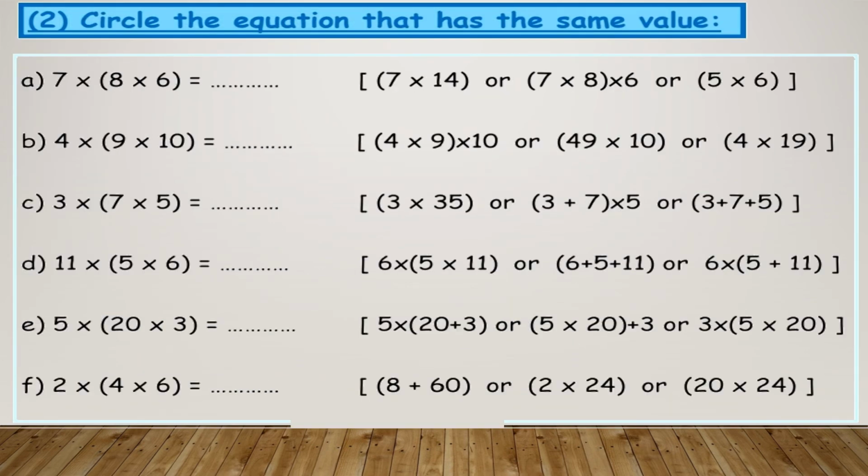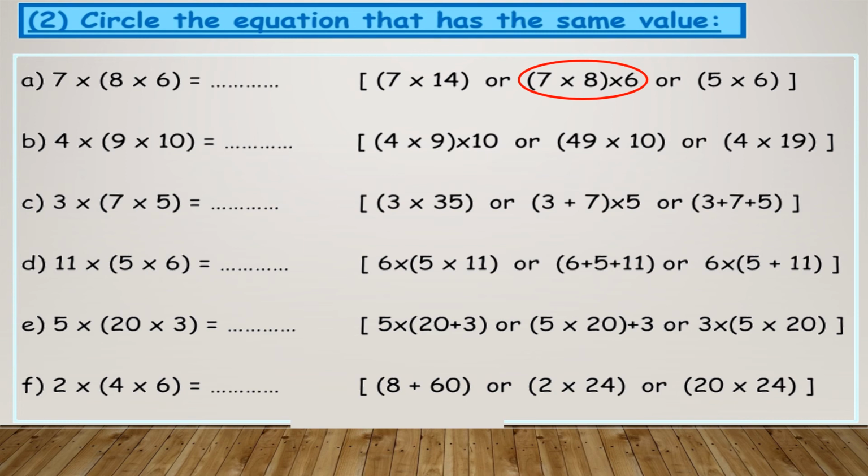Circle the equation that has the same value. So I need to find the equation in these that has the same value as this. Okay, so here I have 7 by 8 by 6. So I need to find what gives you the same result here. So let's see, 7 by 14, no, 7 by 8 by 6. It will give you the same result, but I changed the place of the bracket.